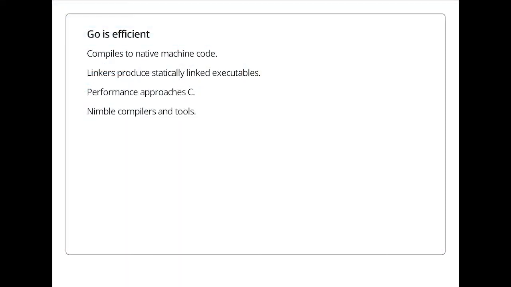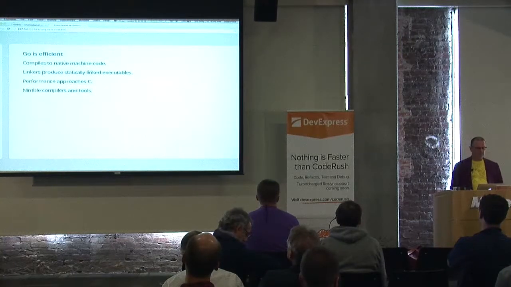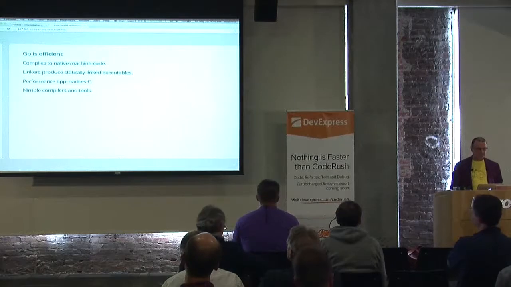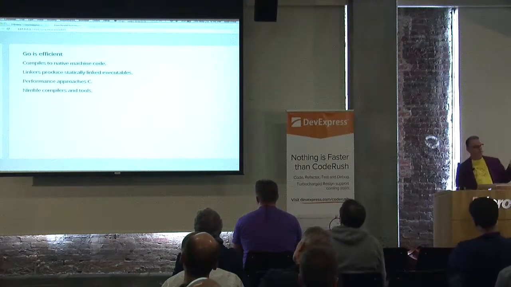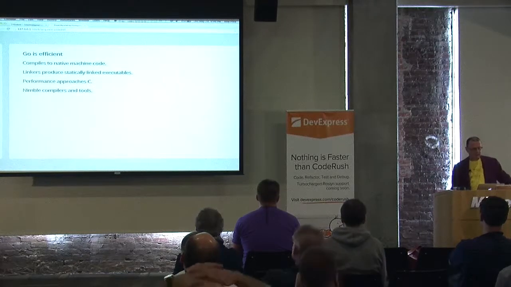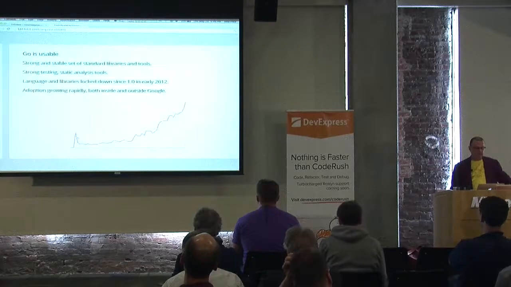It's actually pretty efficient. It compiles to native machine code. Our goal was to get within ballpark range of C. We knew we'd never be as good as C. But depending on your code, it can be as fast as C down to like half the speed. But that's pretty good for a language that's garbage collected and much more lightweight and fun to work in. The programs are statically linked, which deployers of web pages really like. The compilers are really fast, and the tools are really interesting, which is another thing I could talk about.